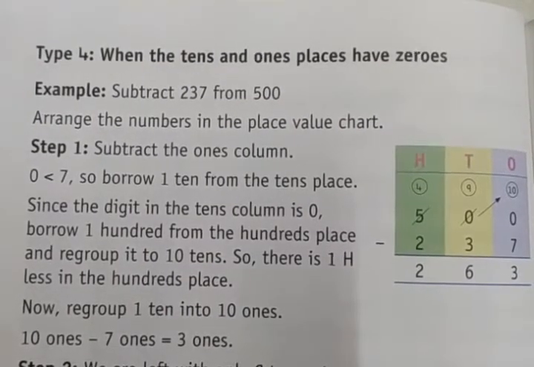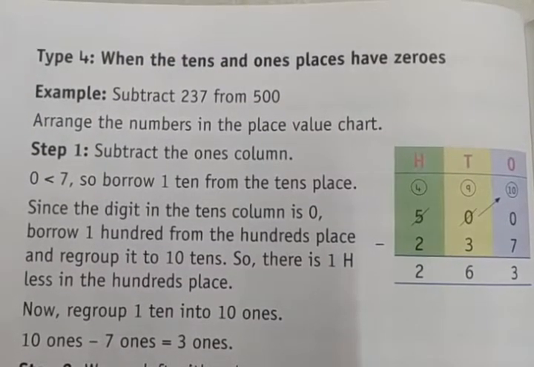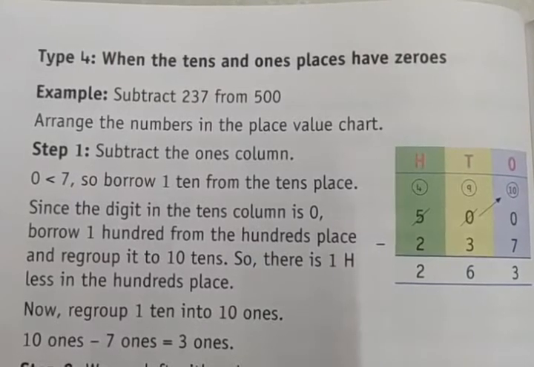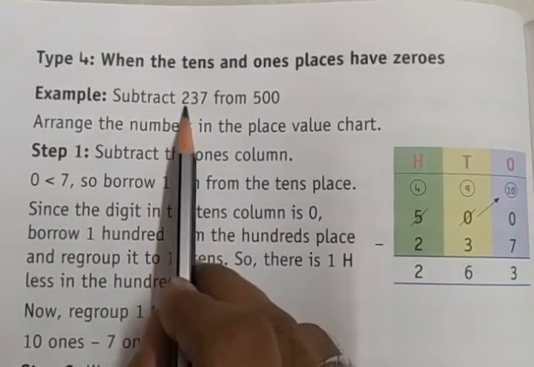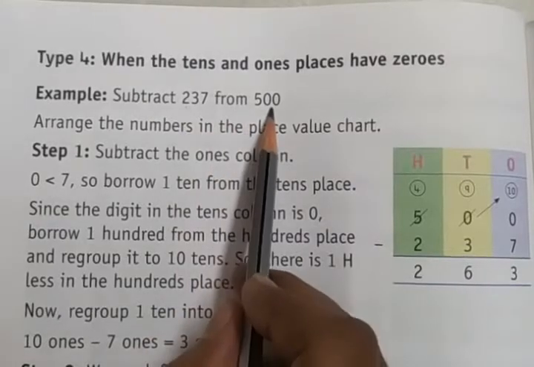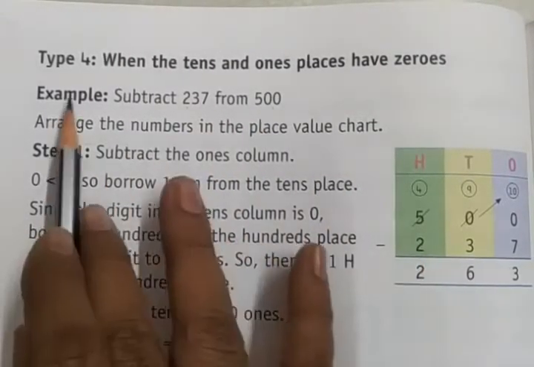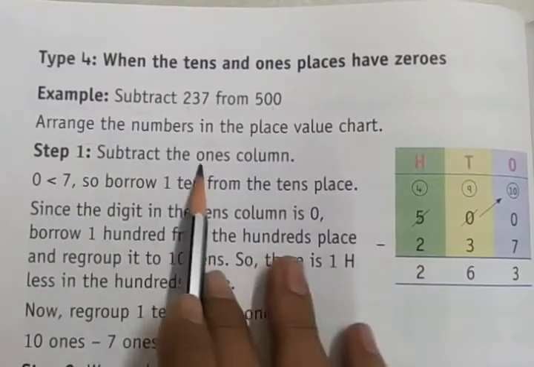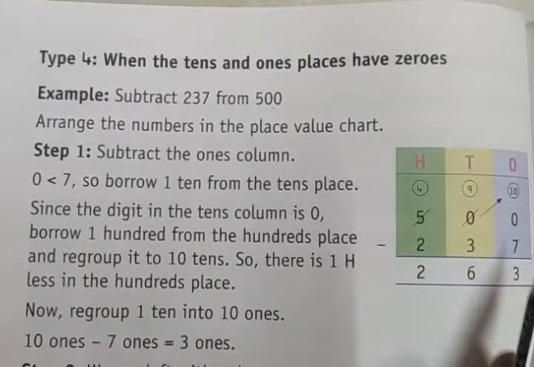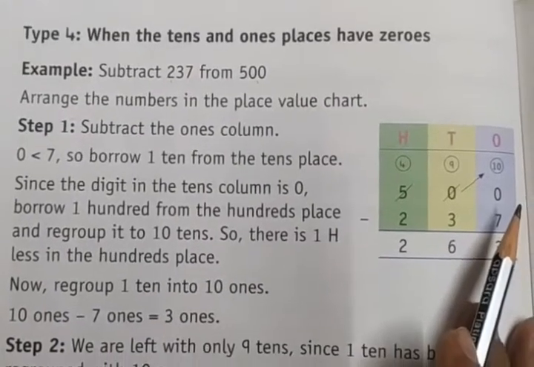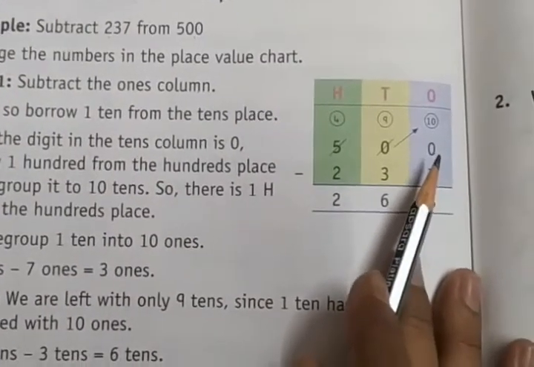When the tens and ones places have 0, it is the same thing. Subtract 237 from 500. Arrange the numbers in the place value chart first. Type 4. Step 1: subtract the ones place first. The top digit is less than the bottom digit. I'll explain it here only. Right, see here; carefully you have to see the example.